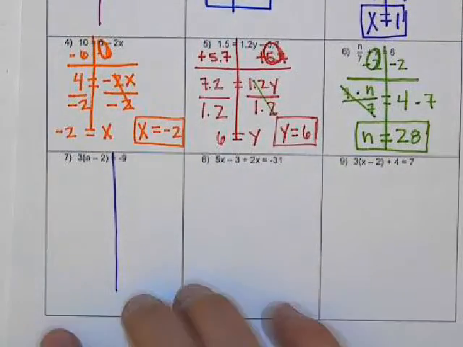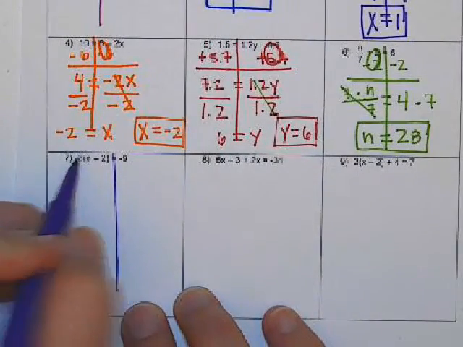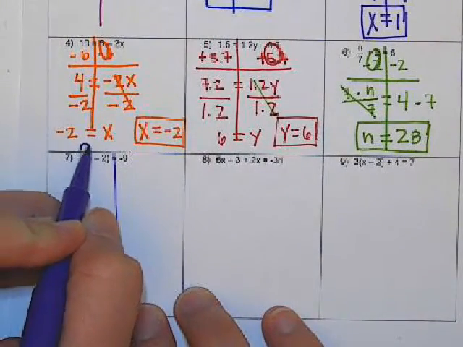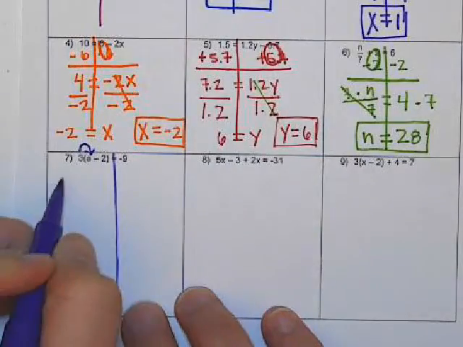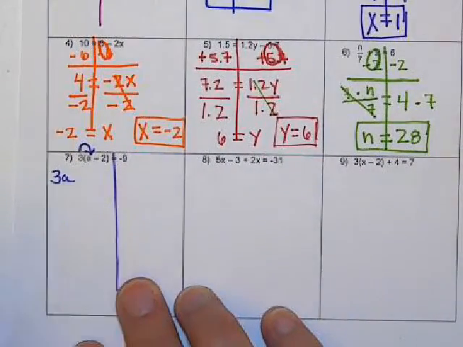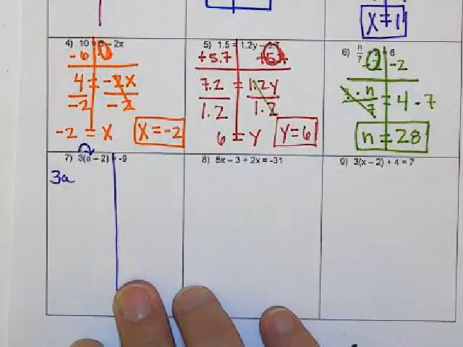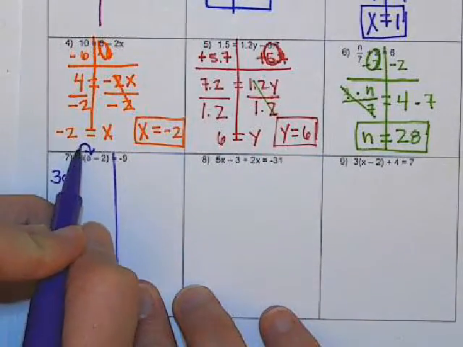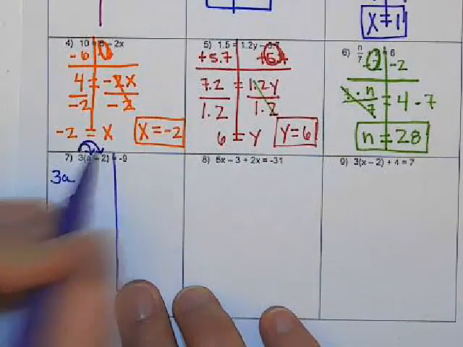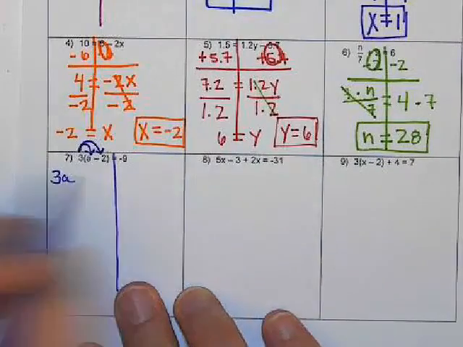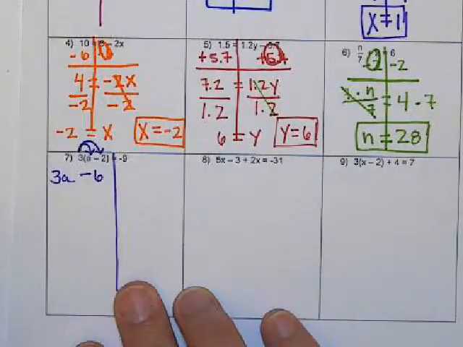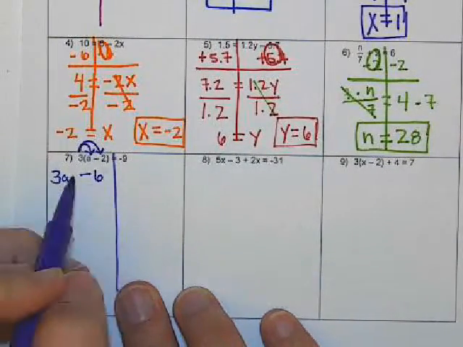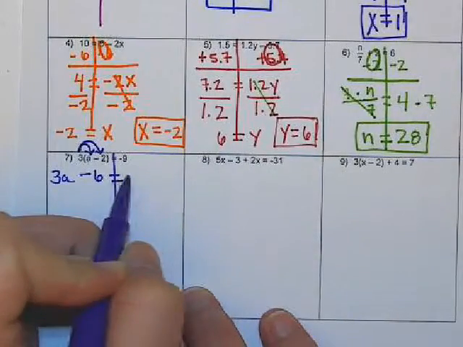Okay, I'm going to distribute the 3. So 3 times a gives me what? 3a. Make sure you're writing nice and neat so I can read your handwriting. And then I take the 3 and I multiply it to the -2, and I get what? -6. Can I do anything else over here? No, so I'm going to bring everything else down.